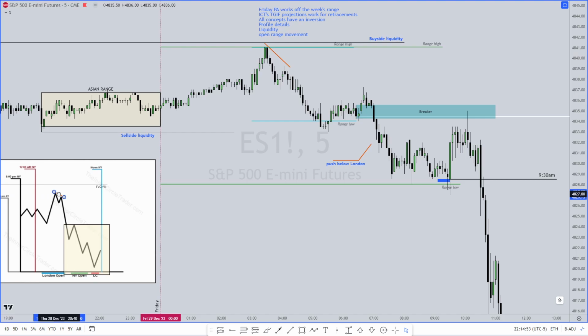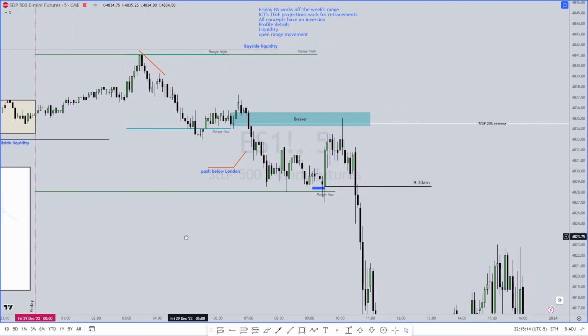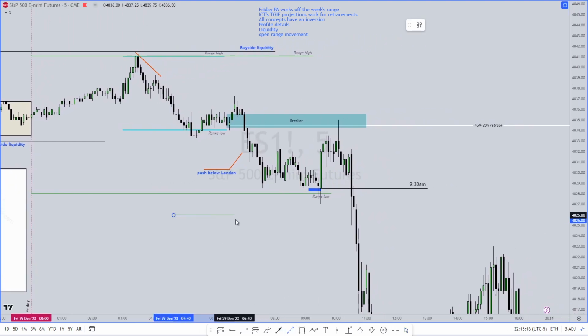It fails to create a higher high, and it will create a displacement through London's range. This is the London Open, and Asia's range. Because of that, we're looking for a continuation model. So I've dubbed a continuation as a model B, a standard reversal back into the range as a model A. So this would be your classic model B continuation bearish.